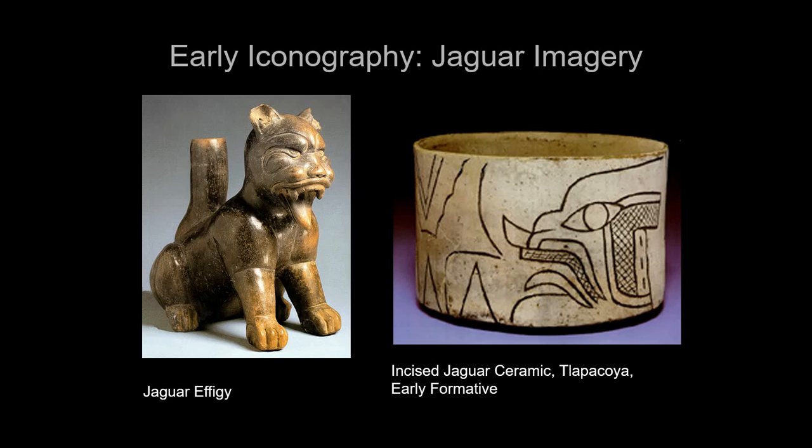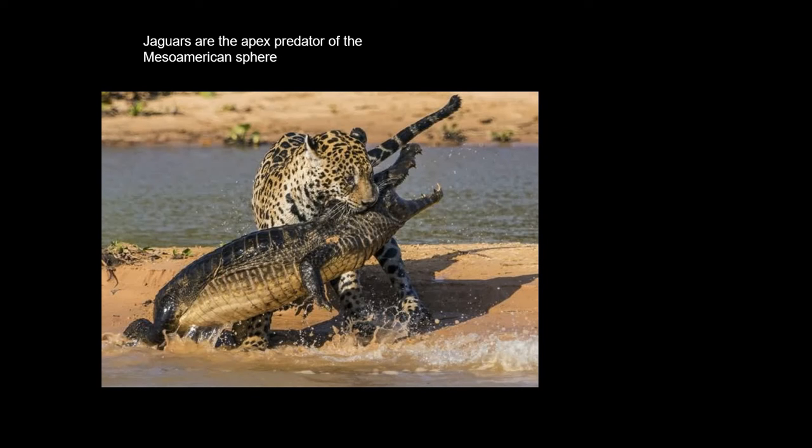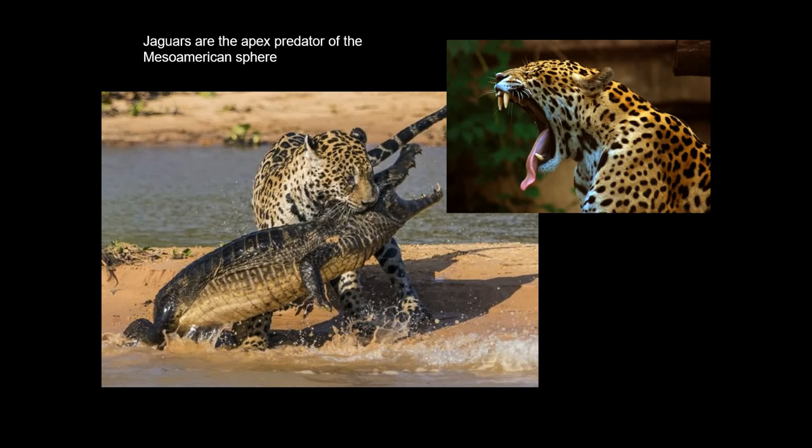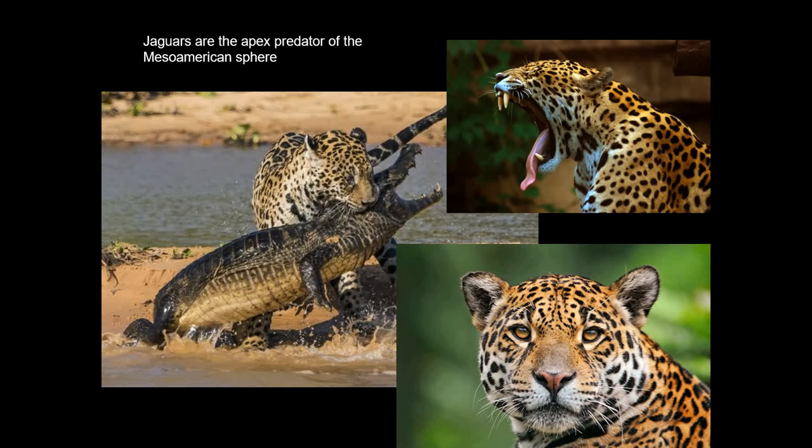Now, I hope you realize why this is the case: jaguars are just terrifying animals. They're the largest cat in the New World. They can easily take out any other predator in the region. So they're the apex predator of the region. Here it is, one taking out a caiman. And when they open their jaws, I know they look like cute little kitties, but they are kind of terrifying animals.